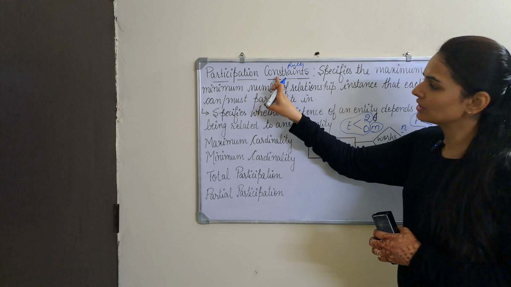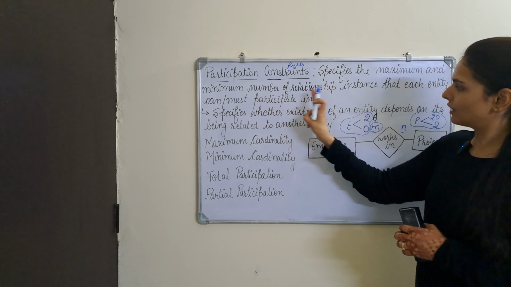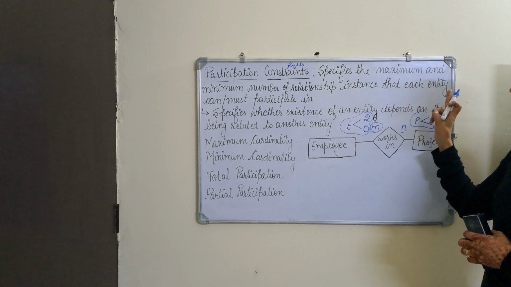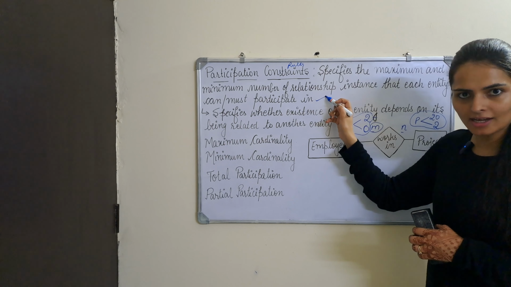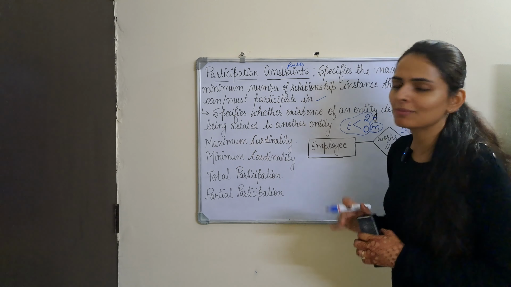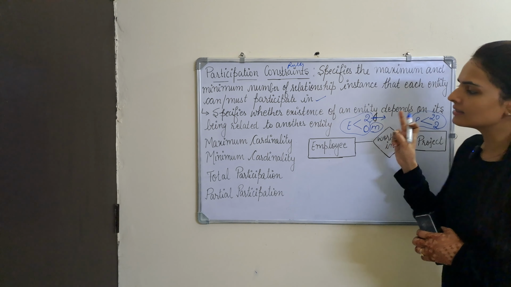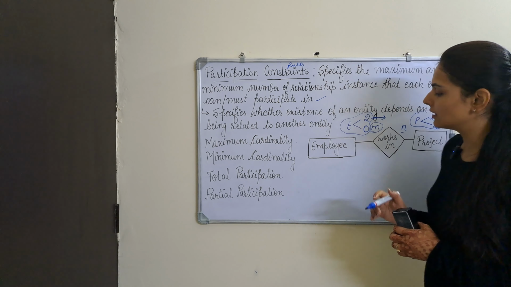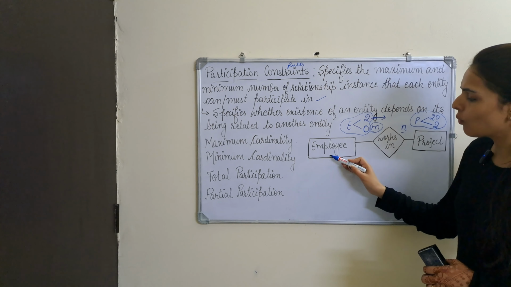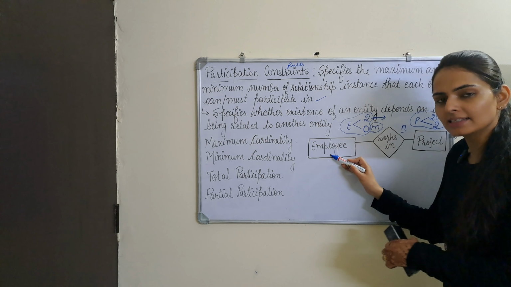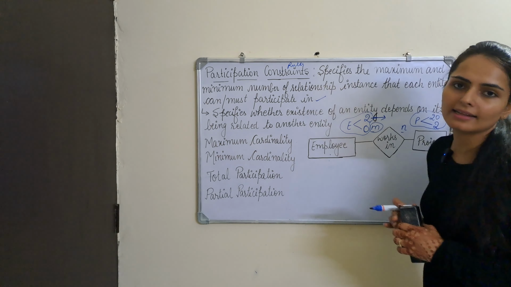It says participation constraints specify the maximum and minimum number of relationship instances that each entity can or must participate in. So this much we have already understood. Now, what is maximum cardinality? This maximum constraint that we are applying is called the maximum cardinality. So the maximum number of relationships in which an entity from an entity set can participate is called the maximum cardinality.